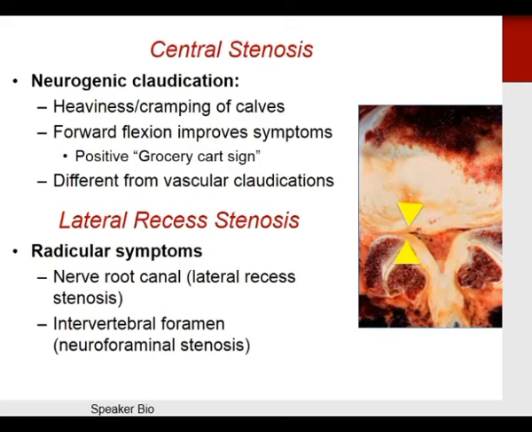Lateral recess stenosis occurs as the nerve starts to exit. This occurs in the entry zone and is secondary to the superior articular process. In this cross-sectional anatomic image, you can see the superior articular process causing lateral recess stenosis. In these patients, they present with radicular symptoms from a single nerve root.